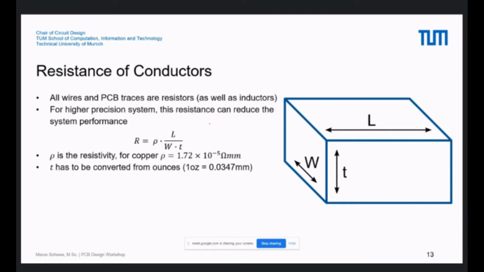And for high precision systems, this resistance, the trace resistance, can reduce the system performance. And we'll do also some examples later. You can calculate the resistance with R is equal to rho, the resistivity of the copper, because normally the traces are copper, times the length divided by W times T. And T is the height of the copper, so often it's given by the manufacturers in ounces. So 1 ounce is equal to 0.0347 millimeters.